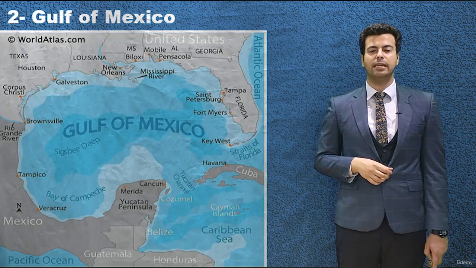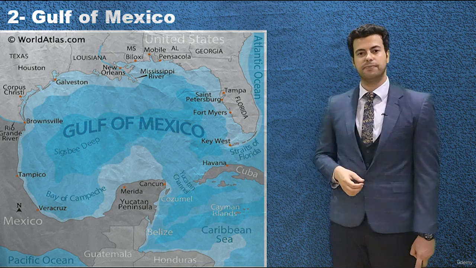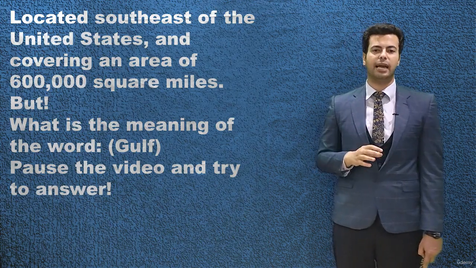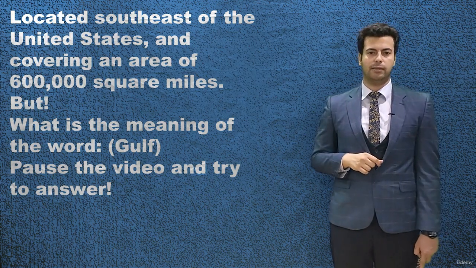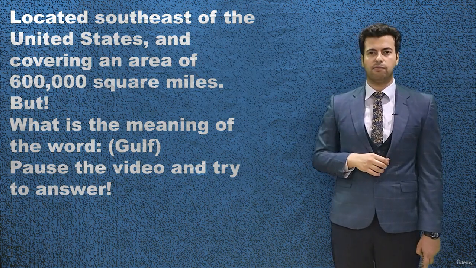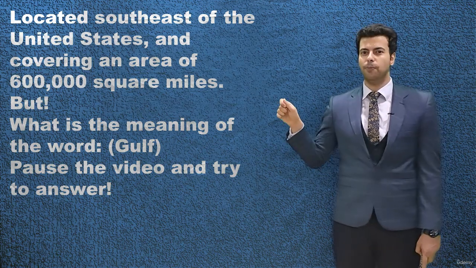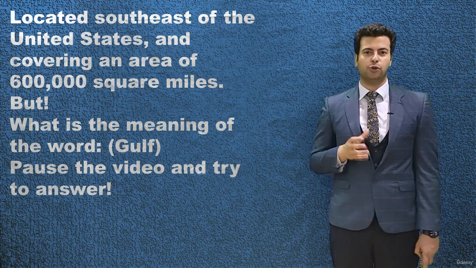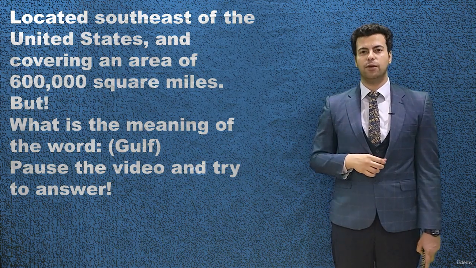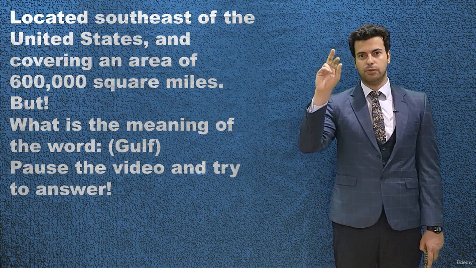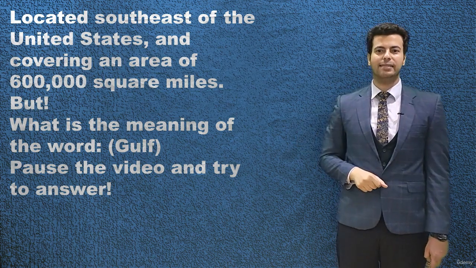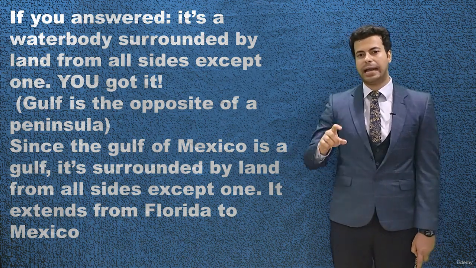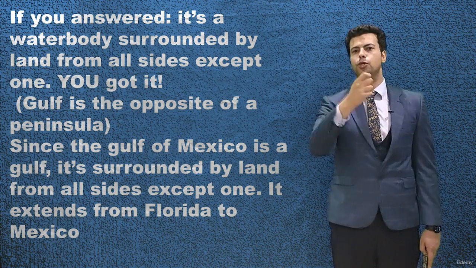Second is the Gulf of Mexico. Now, the Gulf of Mexico is located southeast of the United States and covers an area of 6,000 square miles. But what is the meaning of the word Gulf? Is it a sport that we play? No, that's golf. I hope that's not a bad joke. So I want you to pause this video and try to answer this question. What is the meaning of the word Gulf? I'm answering you in 3, 2, 1, and if you answered it's a water body surrounded by land from all sides except one, you got it right.